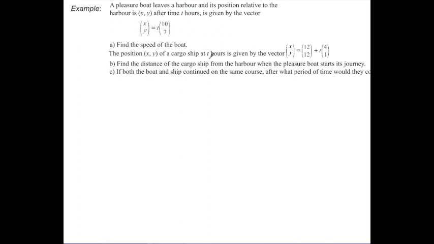The cargo ship also travels with the same number of hours. So we're using the same scalar here, but the position of the cargo ship is given by this at t hours. So it doesn't start from 0, 0 unlike this one does. So it starts from 12, 12, and we're going to represent that now in a grid.